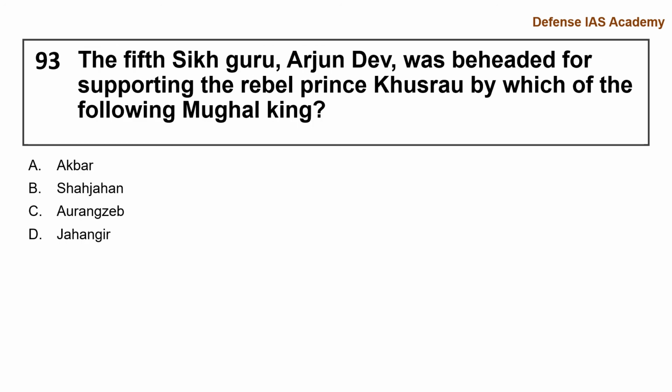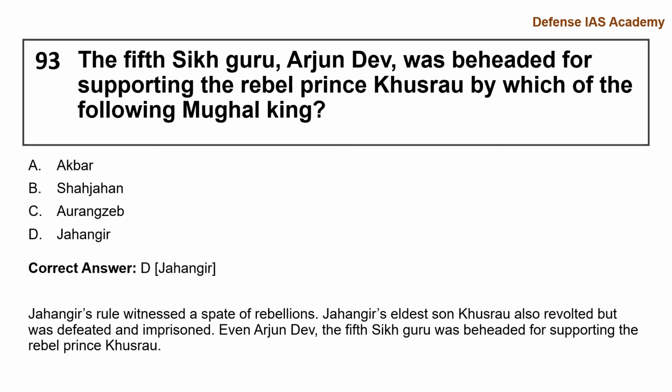Question number 93. The fifth Sikh Guru Arjan Dev was beheaded for supporting the rebel Prince Khusrau by which of the following Mughal king? The correct answer is option D, Jahangir. Jahangir's rule witnessed a spate of rebellions. Jahangir's eldest son Khusrau also revolted but was defeated and imprisoned. Even Arjan Dev, the fifth Sikh Guru, was beheaded for supporting the rebel prince Khusrau.